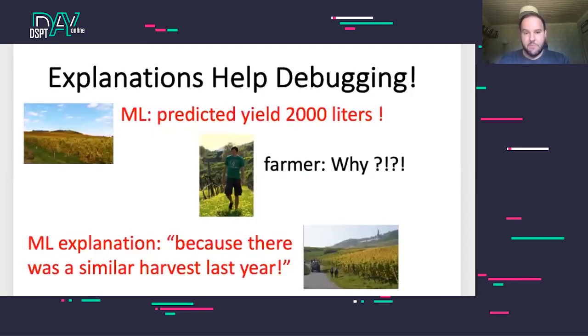Let's illustrate this by the wine farmer example. So assume that the machine learning method predicted the yield to be 2,000 liters, and the farmer wants an explanation. So the farmer asks, why? Well, the explanation of the machine learning method is because there was a similar harvest last year. So the machine learning method points out a related harvest, a harvest that it considers similar and which resulted in a 2,000 liter yield.